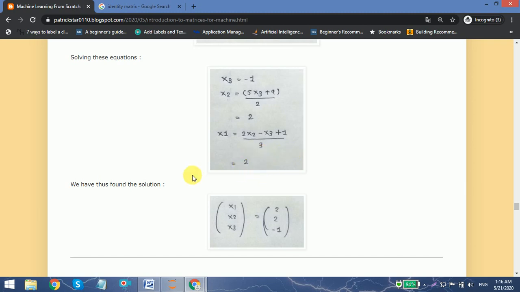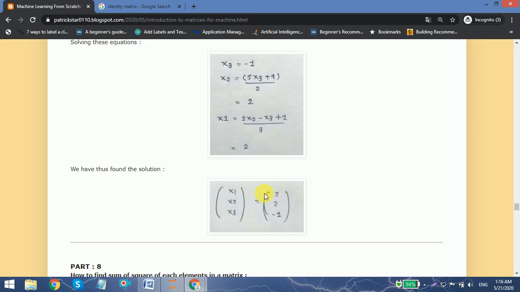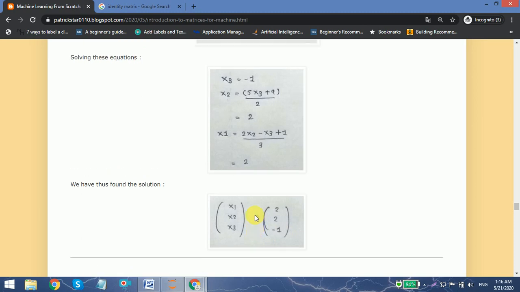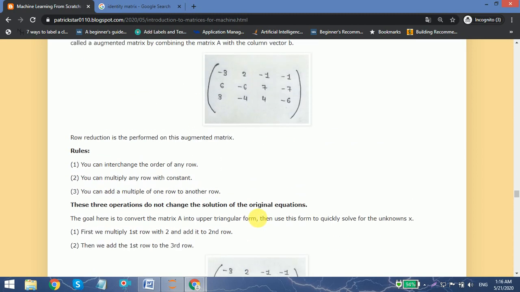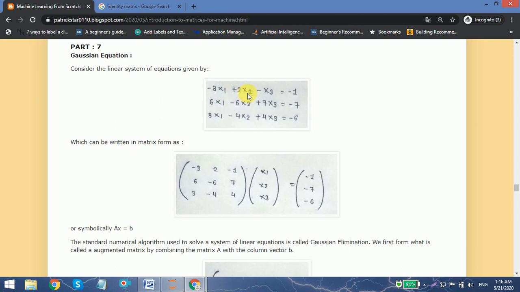So we have found the solution for our system of equations to be 2, 2 and minus 1, where 2 is the value of x1 and 2 is the value of x2 and minus 1 is the value of x3. And if you put these values in our main equation, then it is going to satisfy the equations, like 2 times minus 1, then it is going to be minus 6 plus 4 and plus 2, then it is going to be equal to, no, we just made some mistake.